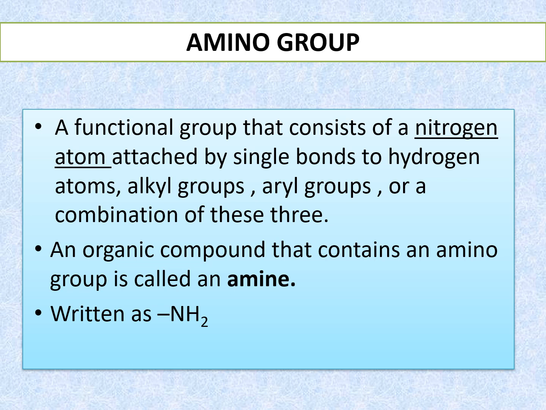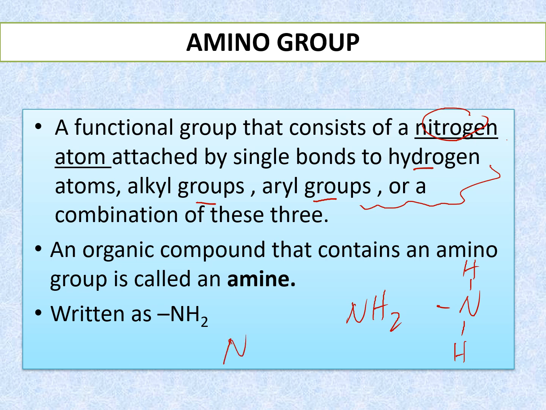So another functional group that we can find in the structure of your amino acid is your amino group, which consists of your nitrogen atom that can be attached by single bonds to a hydrogen atom or two hydrogen atoms. It can also be attached to an alkyl group or aryl group, or the nitrogen atom can be attached to a combination of these three groups. So basically you have NH2, or if we write it in its expanded form, it will look like this.